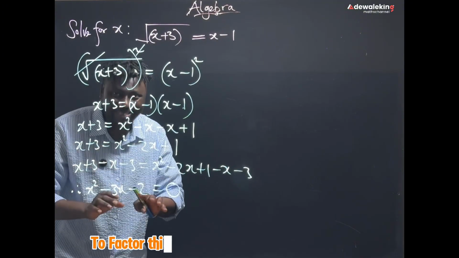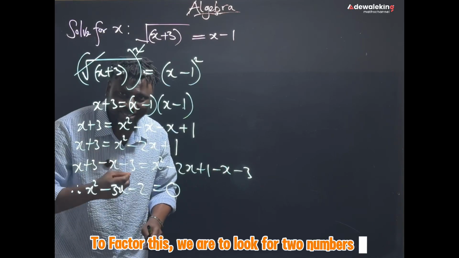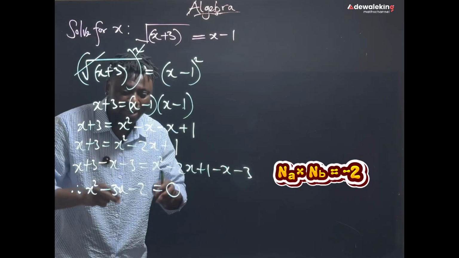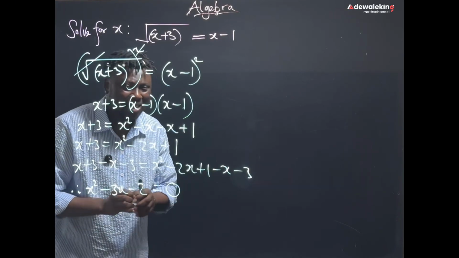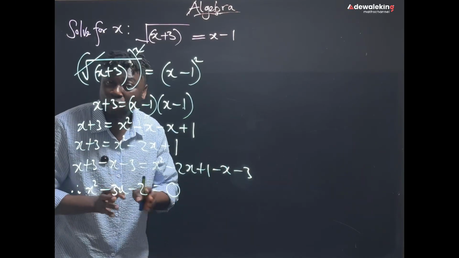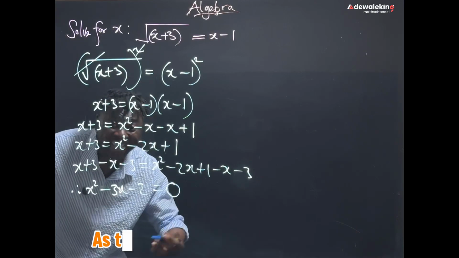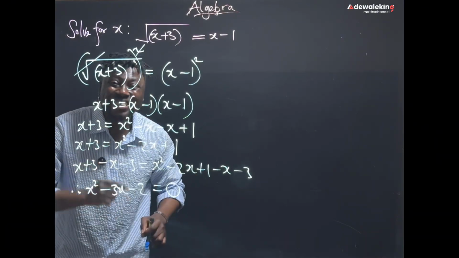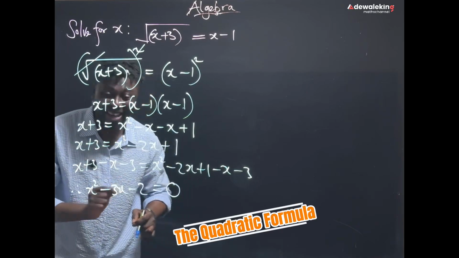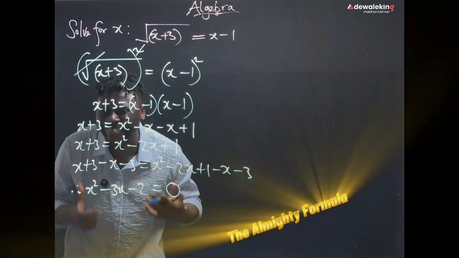So to factor this, we have to look for two numbers that will multiply together to get minus 2 and the same numbers will add together to get minus 3. Unfortunately, there are no such numbers, as there is no factor for this equation. So we're going to employ the quadratic formula, which is called the almighty formula.